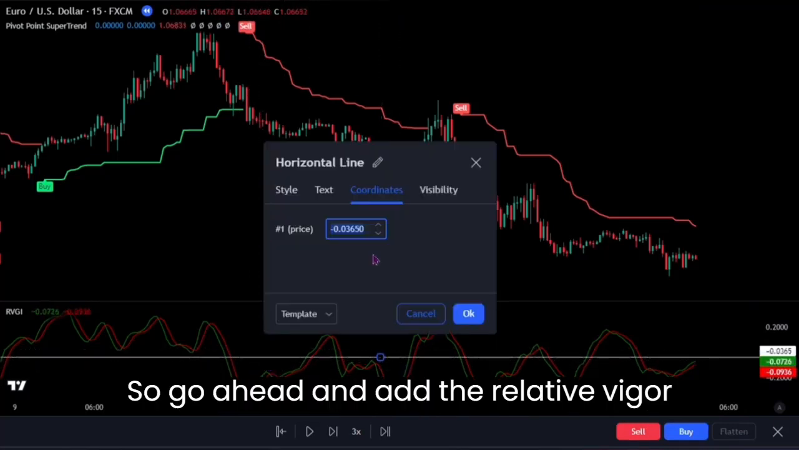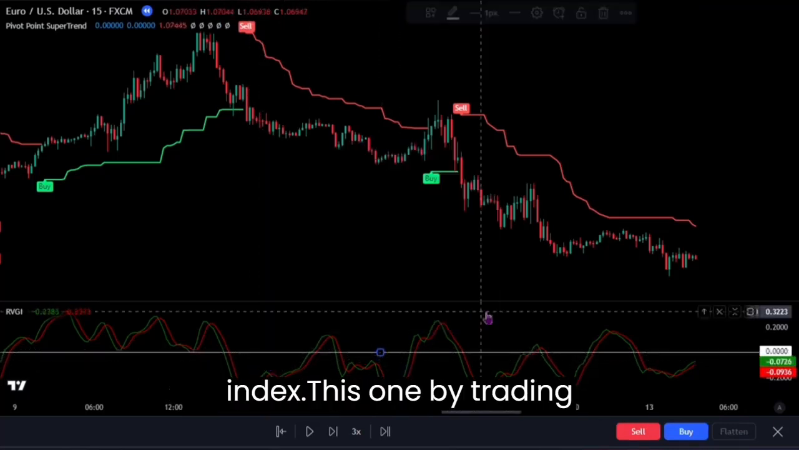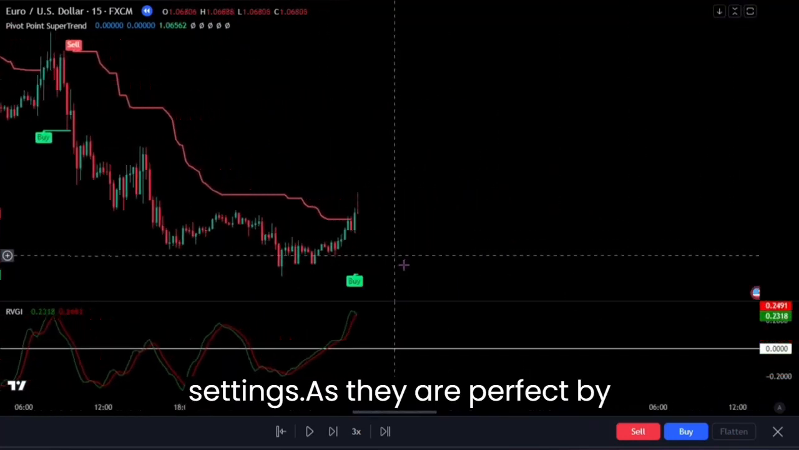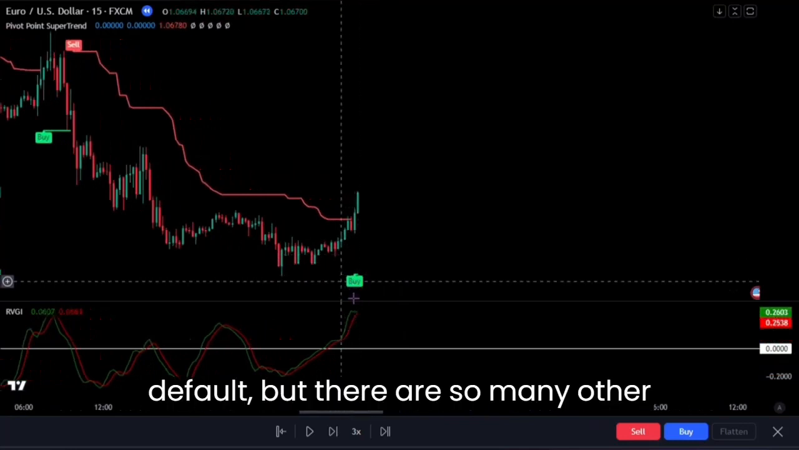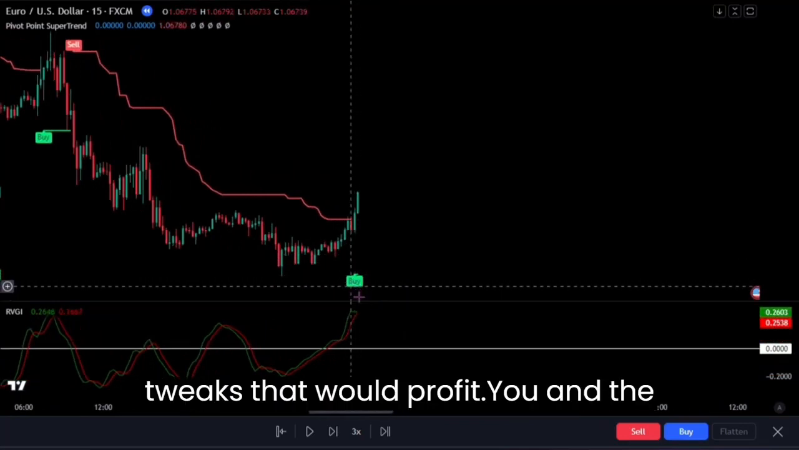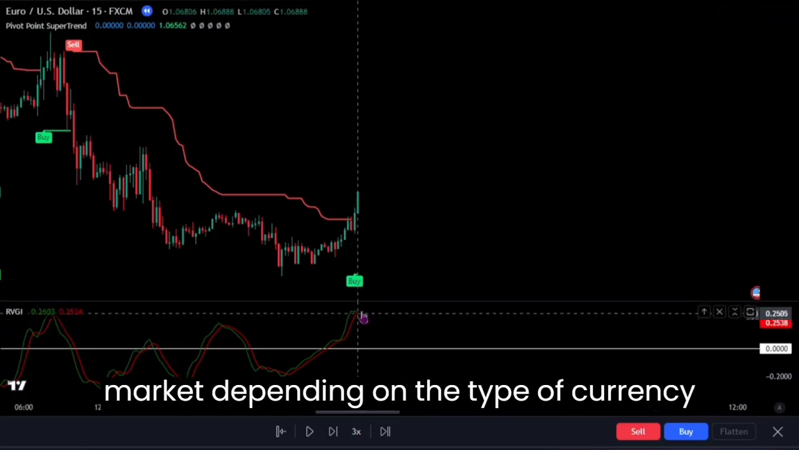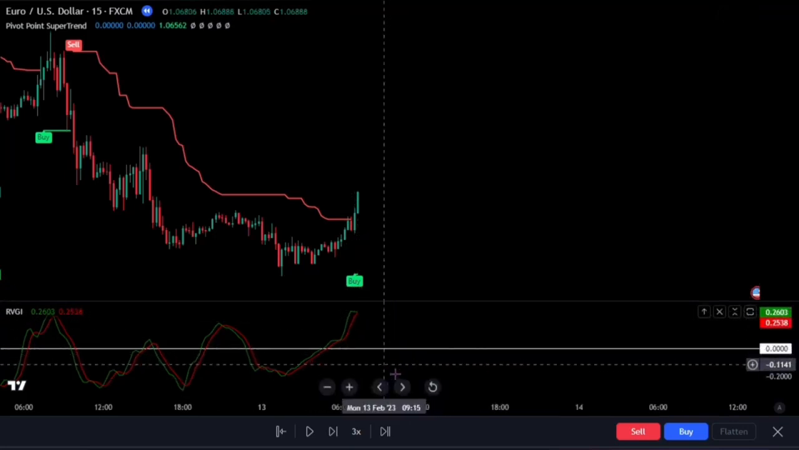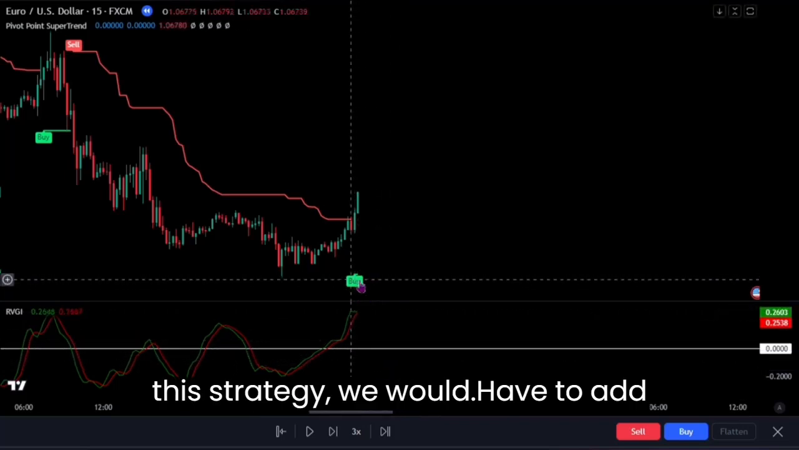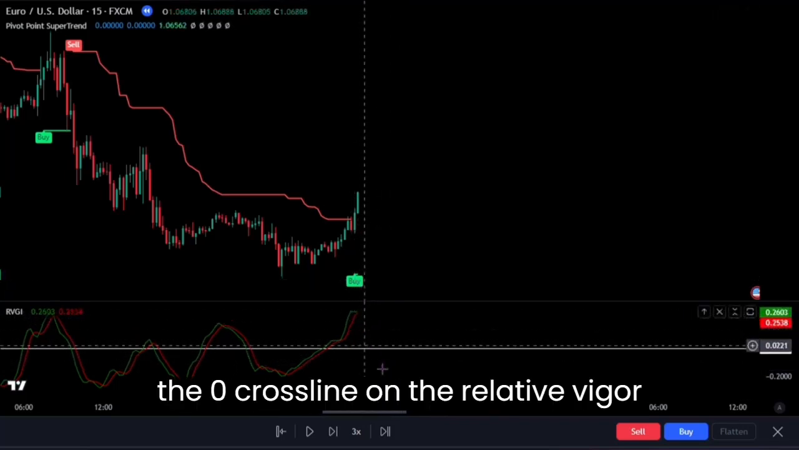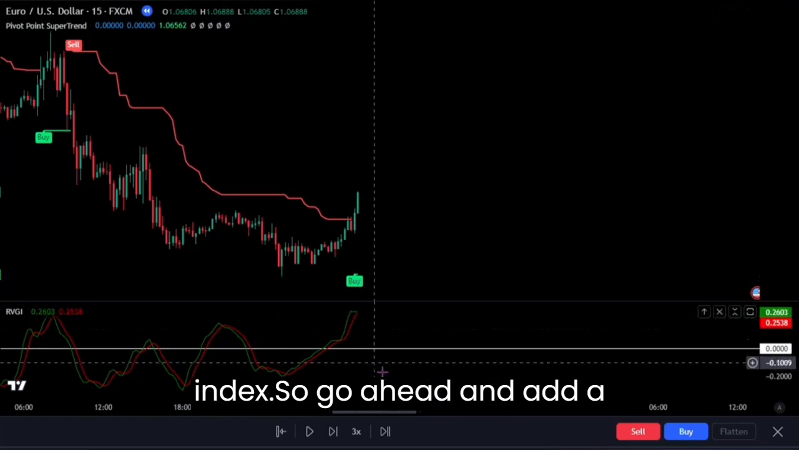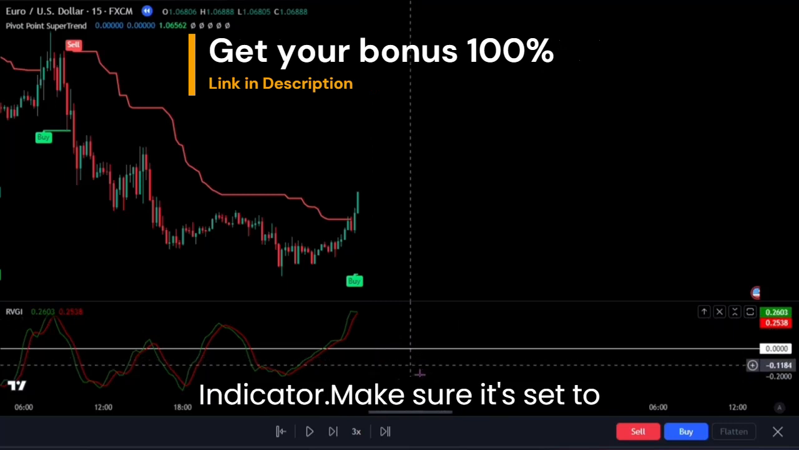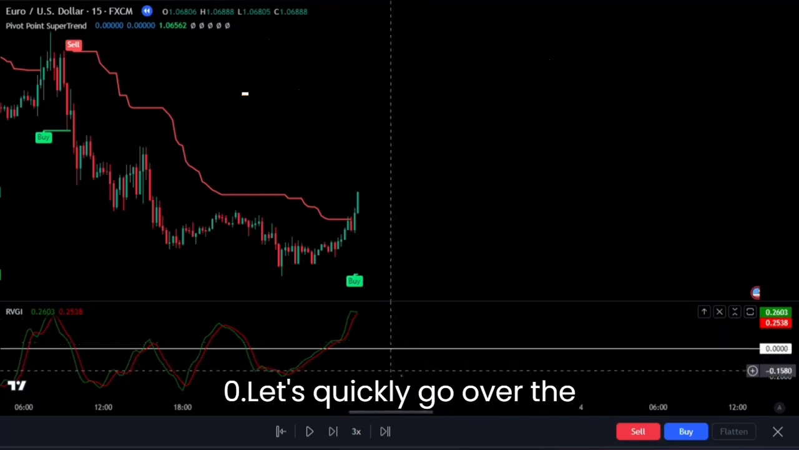So go ahead and add the Relative Vigor Index. This one by TradingView. We won't be touching any of the settings as they are perfect by default, but there are so many other tweaks that would profit you in the market, depending on the type of currency pair you trade. To better make use of this strategy, we would have to add the zero crossline on the Relative Vigor Index. So go ahead and add a horizontal line on the indicator. Make sure it's set to 0.